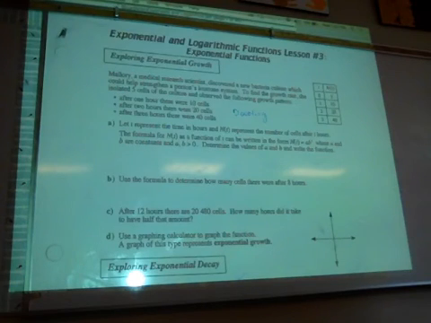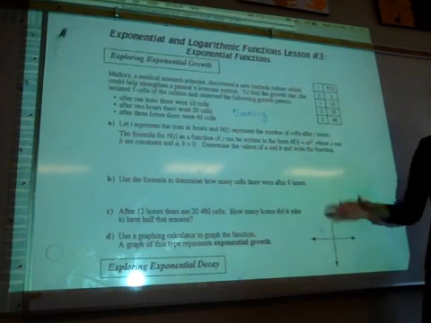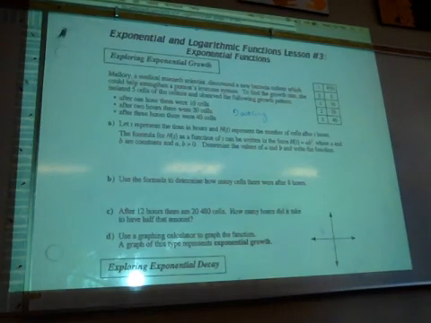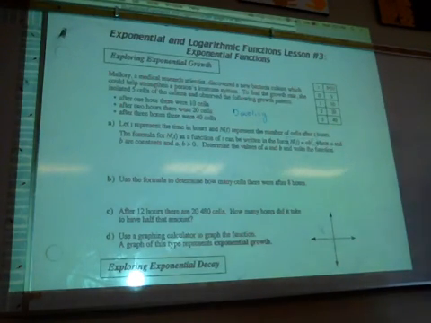Okay, for part A, we have to let t represent the time in hours, and n of t represents the number of cells after t hours. The formula for n of t as a function of t is written as follows: n of t is equal to a times b to the power of t. a and b are constants, and a and b are also positive. We have to find the values of a and b and write the function.